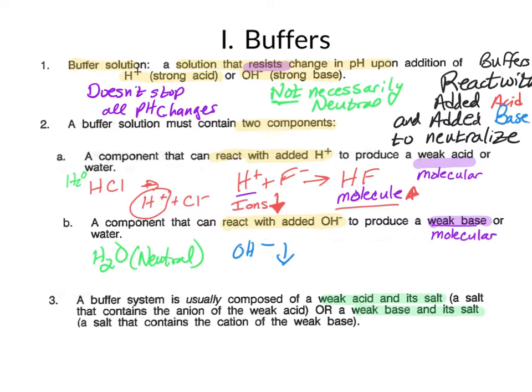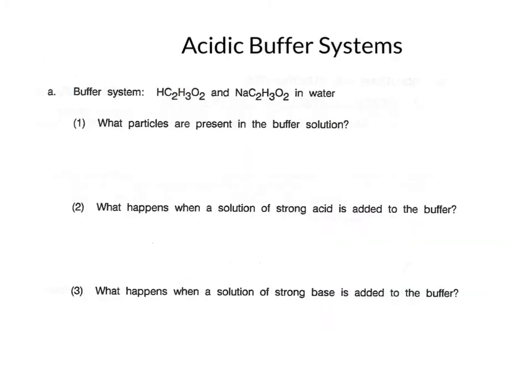We have a different video that will talk about how to discover if a buffer has the weak acid and its salt or a weak base and its salt. But in this video, we're going to focus on the reactions that occur to create the buffer system. That is, what are the reactions that resist changes in pH by reacting with added acid and added base. First, let's look at how an acidic buffer system works. For this buffer system, we're going to use hydrogen acetate and sodium acetate as an example.